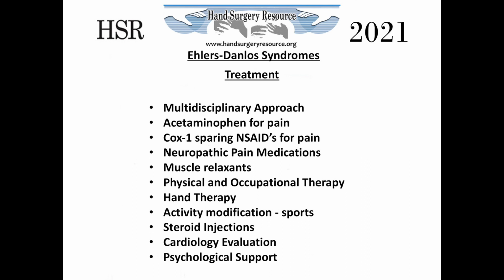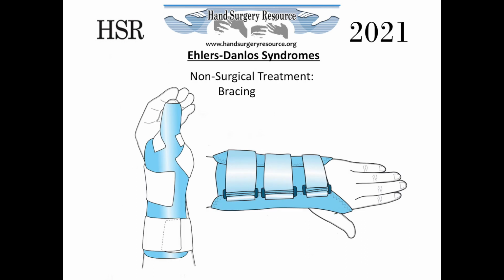Further, patients must be advised to avoid contact sports because of the risk of severe injury from minor trauma. Intermittent use of steroid injections can be helpful. Cardiac evaluation is important, particularly in the cardiovalvular and vascular types of EDS. Psychological support to help these patients cope with these devastating problems is very important and clearly indicated. Bracing can be very helpful in this group of patients. It helps reduce pain and control instability and the discomfort of arthritic joints while minimizing the need for pain medications.